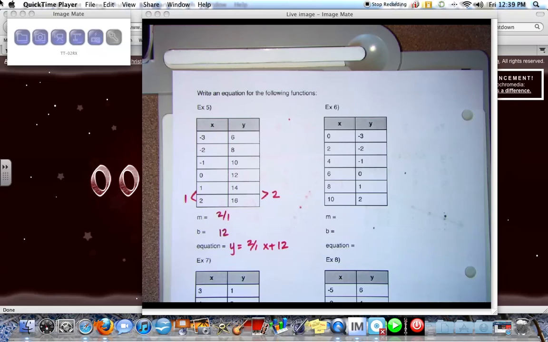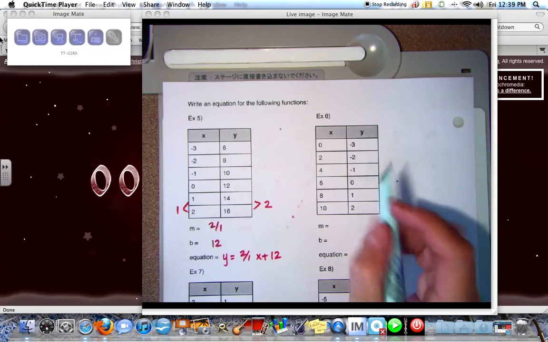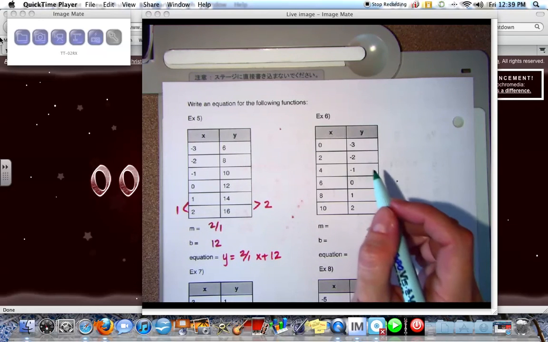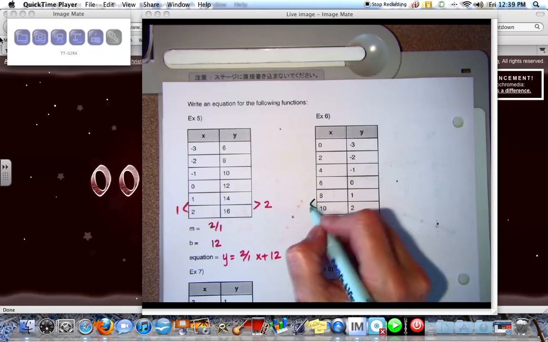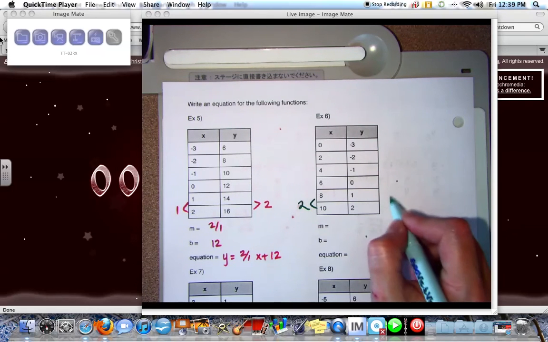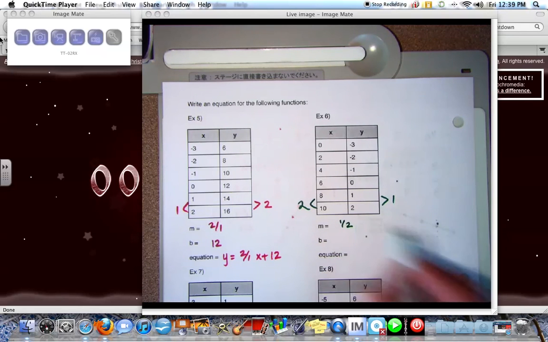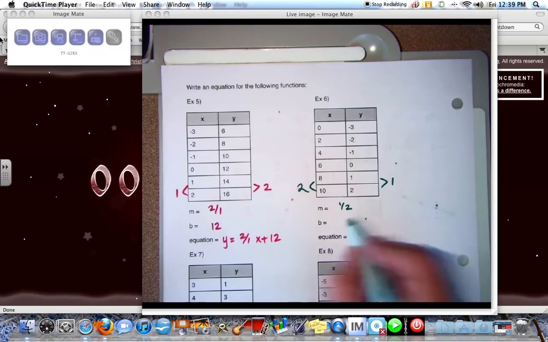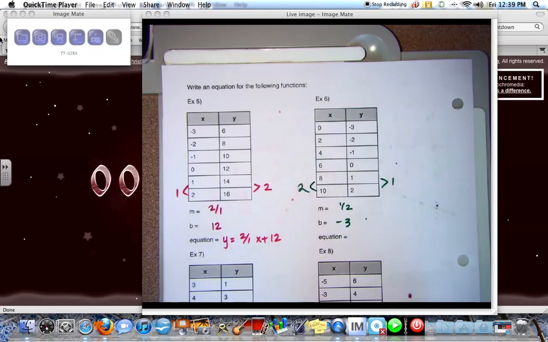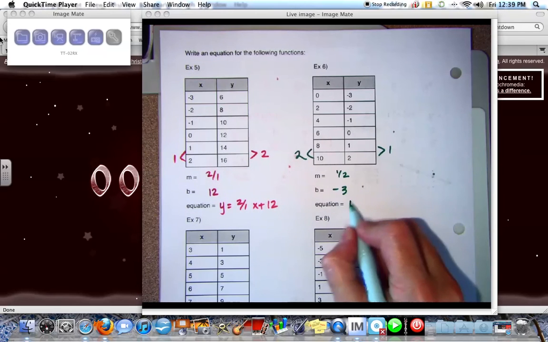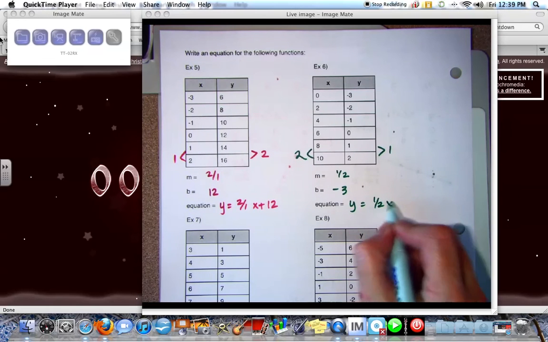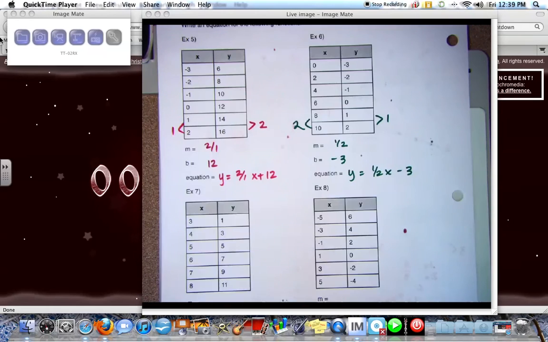Example 6. The x's are increasing by 2 and the y's decrease by 1, okay, so that means your slope is what? 1 over 2. And what's your y-intercept? Negative 3. Y equals 1 over 2x minus 3. Okay.